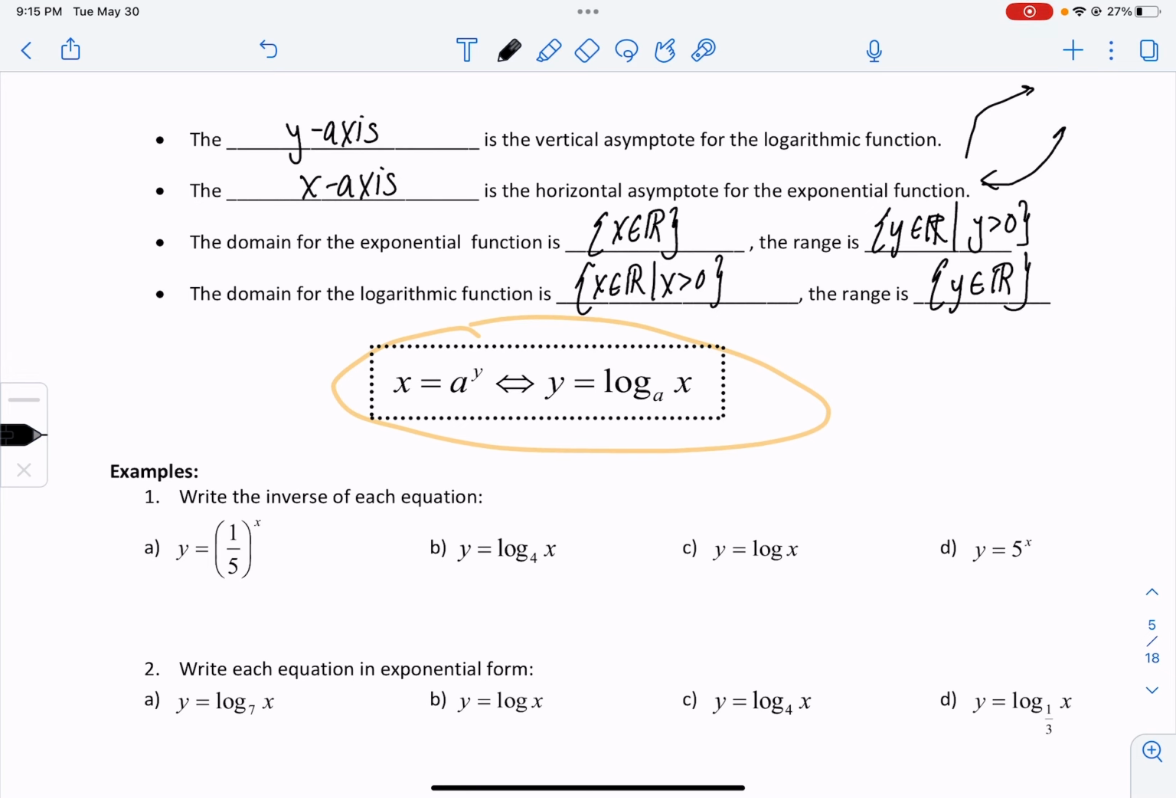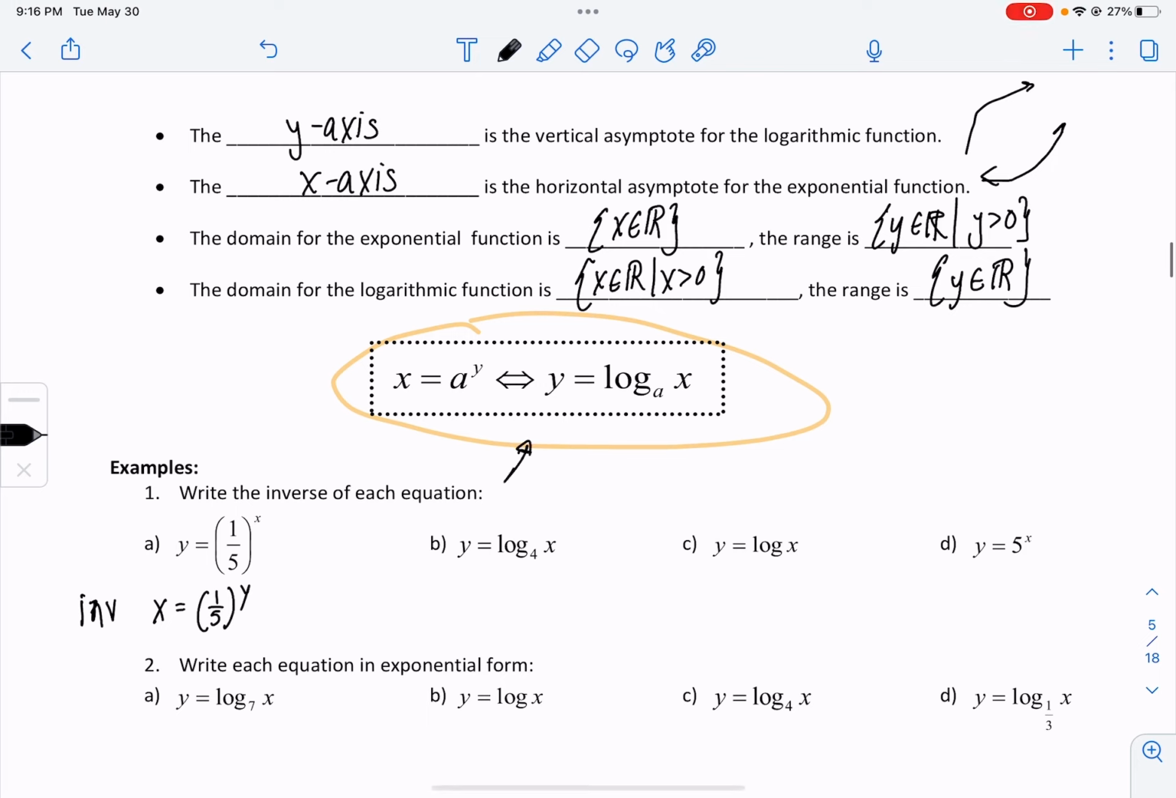And so let's write a couple inverses here. The inverse of y equals 1/5 to the x, right? We can start by just switching the x and y if we wanted to, right? x equals 1/5 to the y. But this is where we're going to invoke this switch of exponential and logarithmic form, right? This is the exponential. This is the logarithmic. This is where we can switch it, meaning that y equals the log base 1/5 of x, right? These two are equivalent.